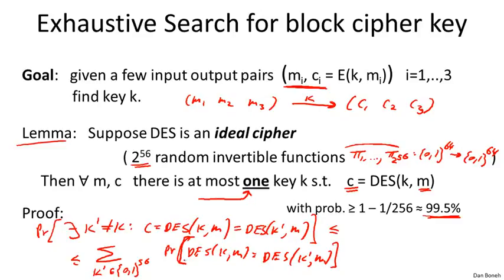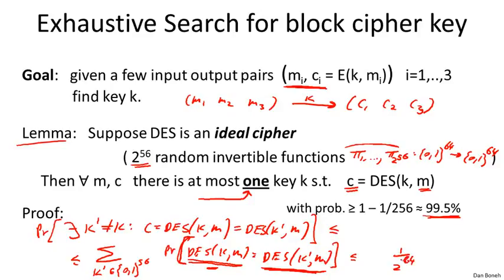Well, let's think about this for a second. Let's fix this value. Let's suppose it's some fixed value. And then we're asking, how likely is it that a random permutation pi K prime at the point M happens to produce exactly the same output as the key K at the point M? Well, it's not difficult to answer and see that, for a single key K prime, the probability is at most 1 over 2 to the 64.